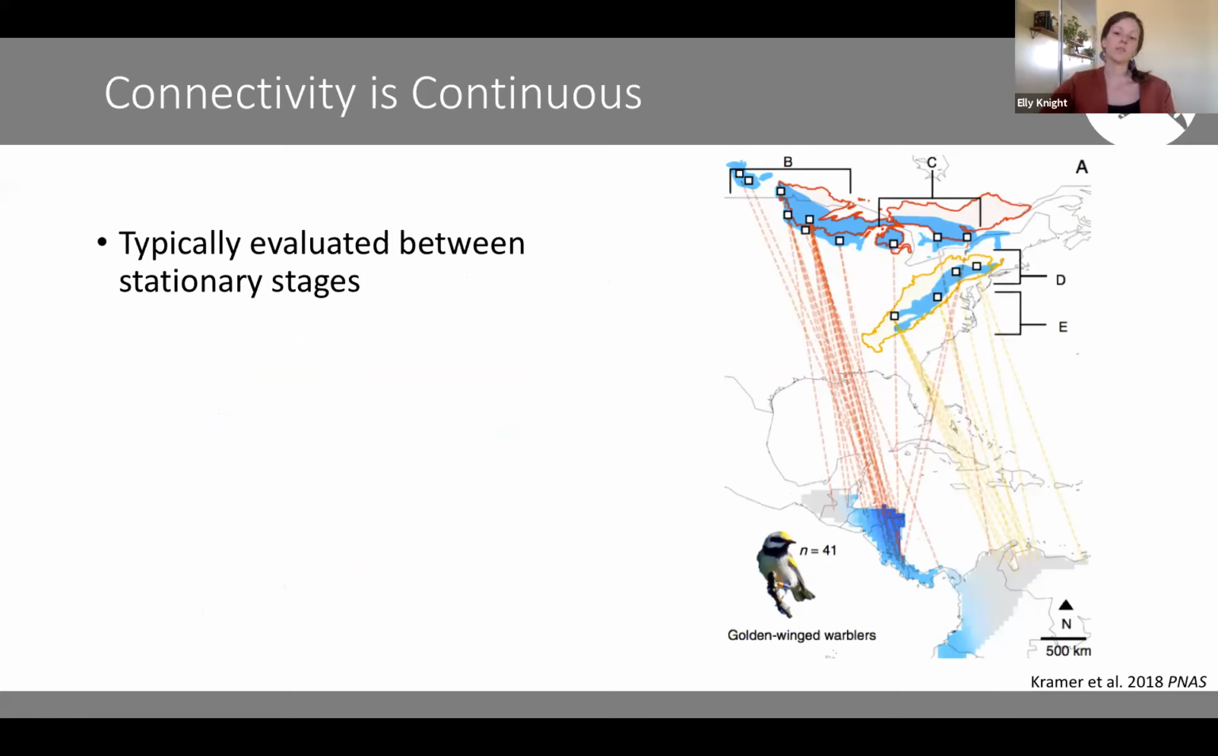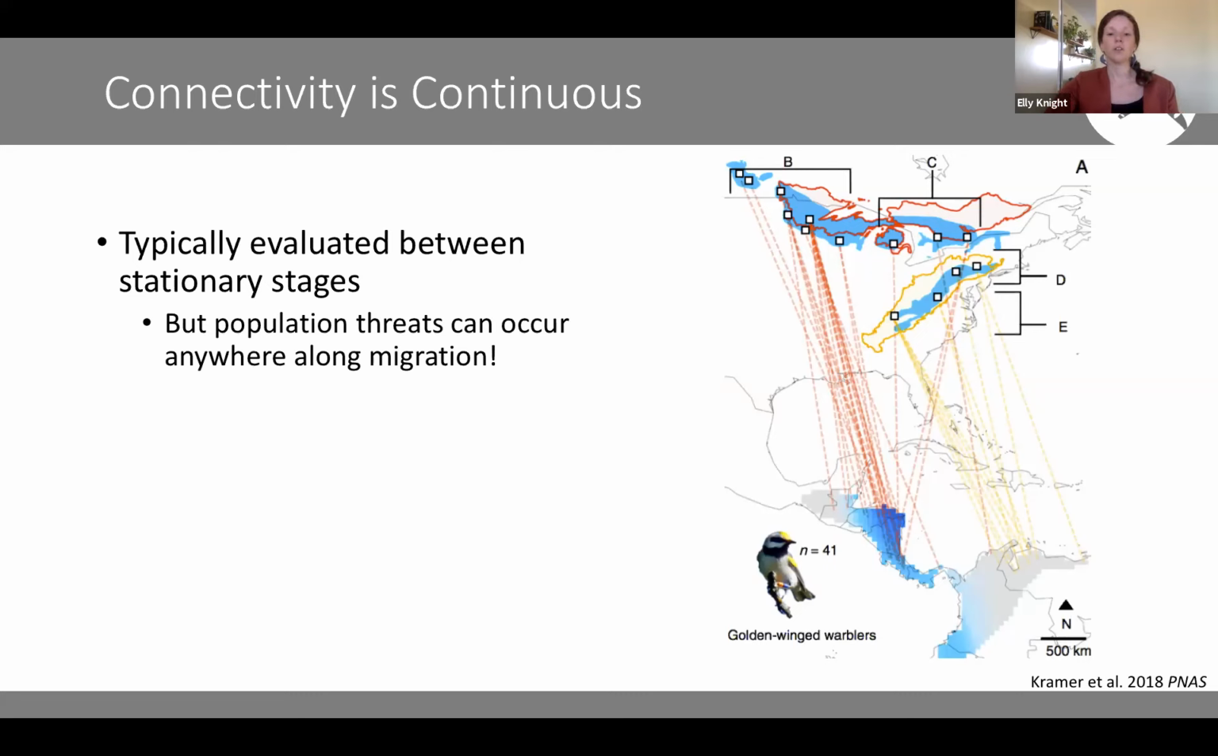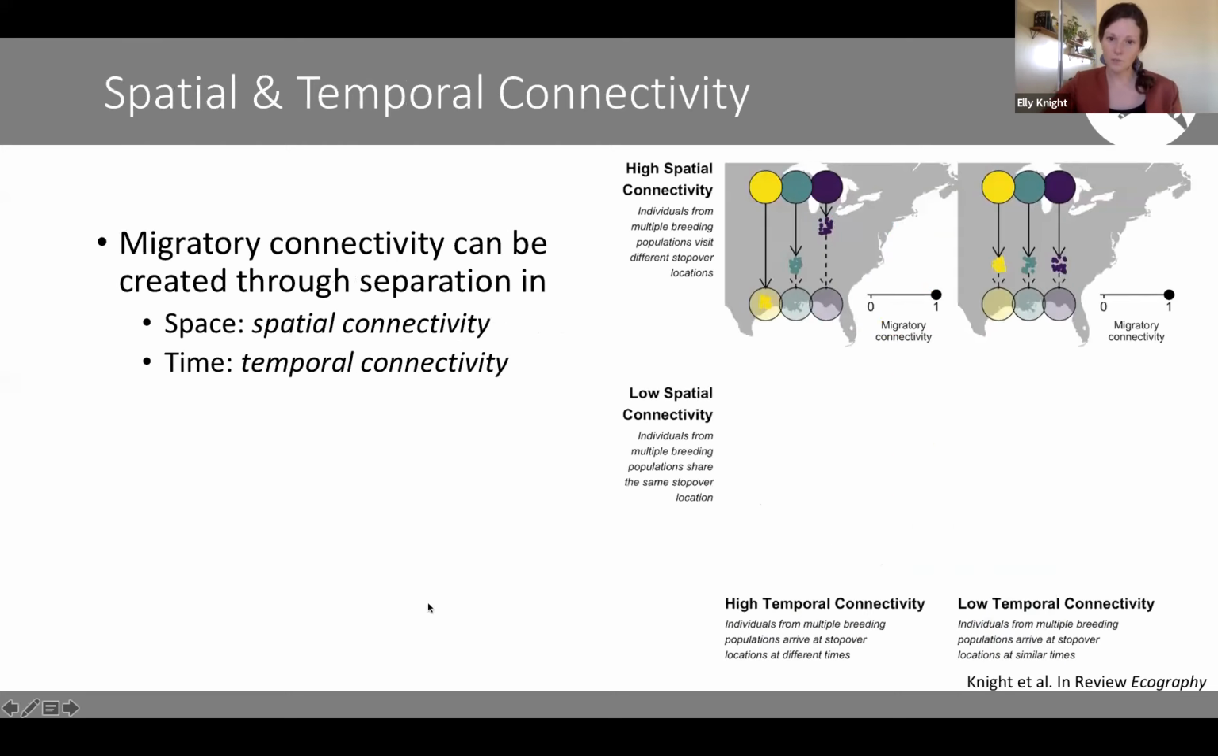So up until now, connectivity has only been evaluated between stationary stages. Most common is between the breeding and wintering grounds, like we see here in Gunnar Kramer's golden-winged warbler work. But other authors have quantified it between the breeding grounds and major stopovers. But the challenging thing about conserving migratory species, as we all know, is that they occupy many places throughout their annual cycle, especially during migration when birds are on the move. And so in order to narrow down potential mechanisms of decline, we need to consider all places of the annual cycle where threats may occur, including during migration. In other words, we need to evaluate connectivity continuously.